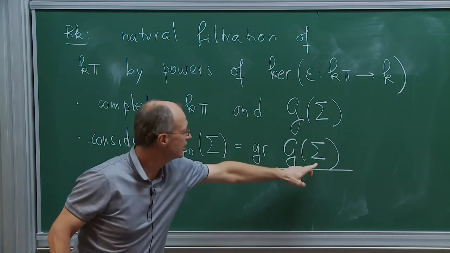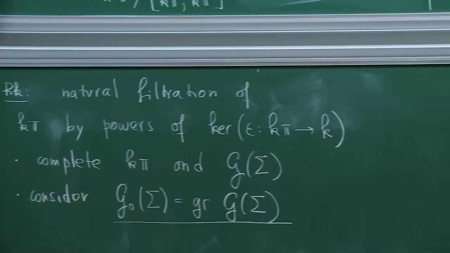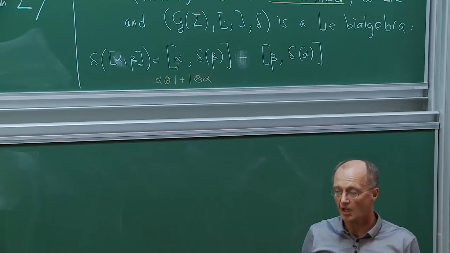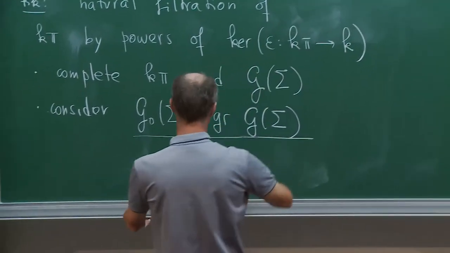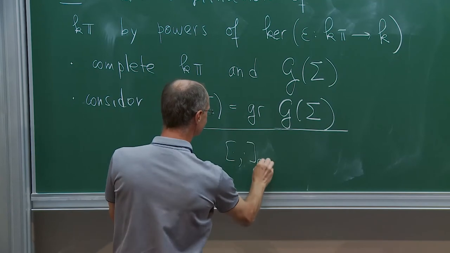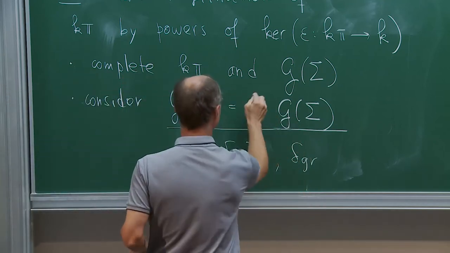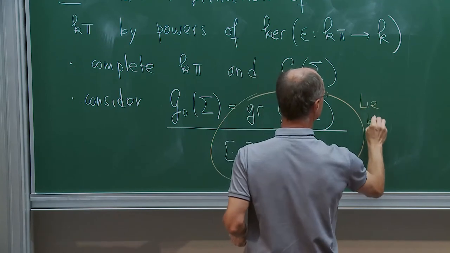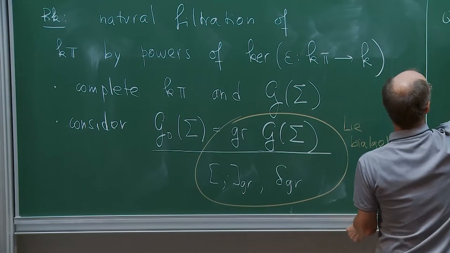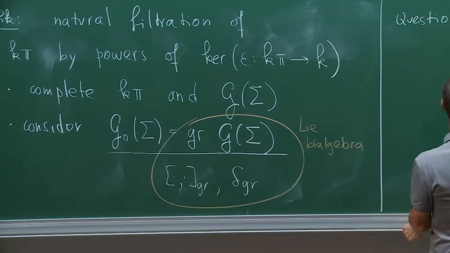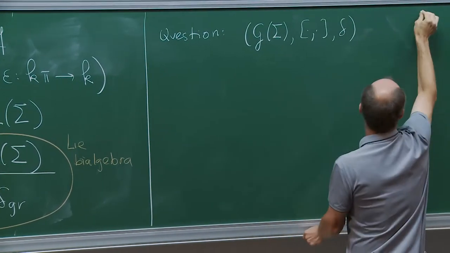So now, if we have a filtration and then the corresponding graded space, we can ask what happens with the Goldman bracket and Turaev cobracket. And sure enough, they define a Lie bialgebra structure on this graded space, together with the corresponding graded bracket and cobracket. So this is a new Lie bialgebra. Well, now one can ask the following natural question. For a given surface, we have two Lie bialgebras, and the graded version.